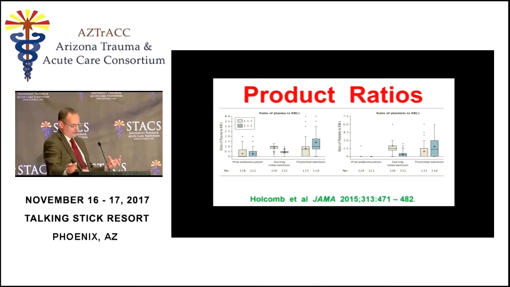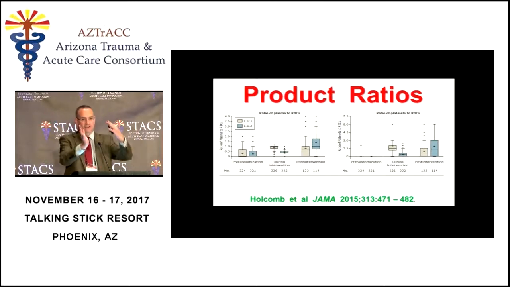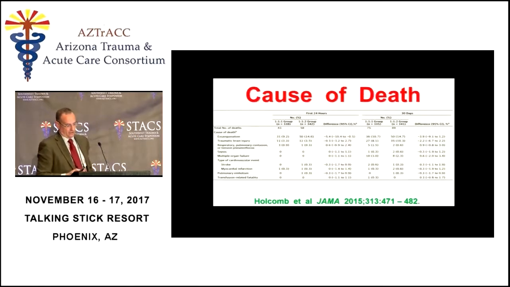So before randomization, the patients get about 1 to 2. During intervention, they get exactly what they were supposed to get. But after randomization, both for plasma and platelets, the patients in the 1:1:2 group got more plasma and more platelets, and the 2 groups started to converge. So it's no surprise that there was no difference at 24 hours or 30 days. Very, very interesting results.